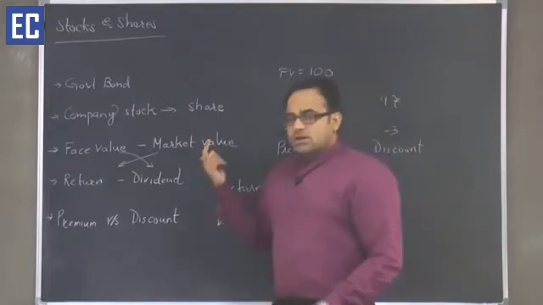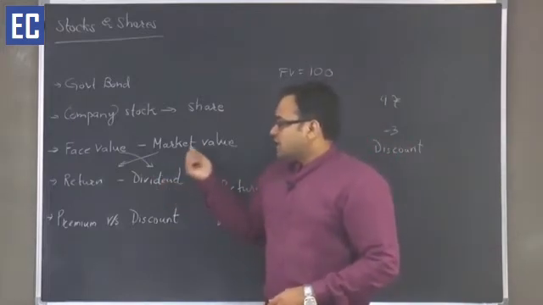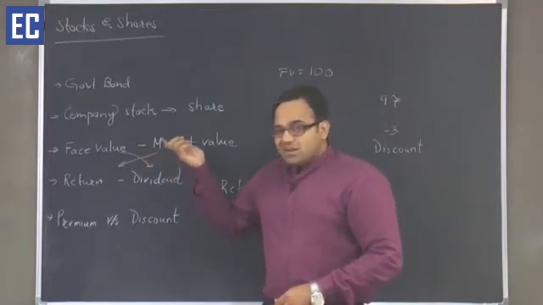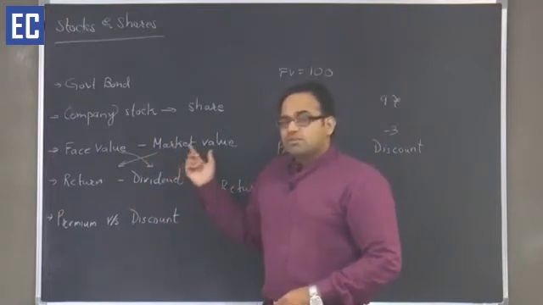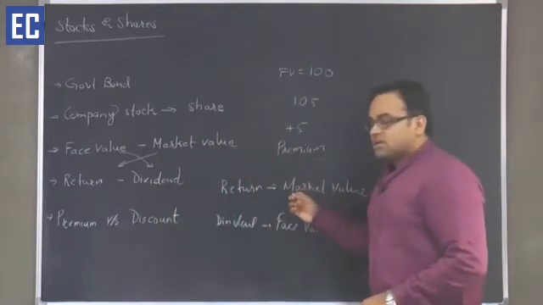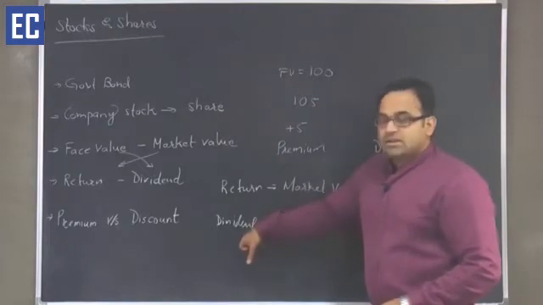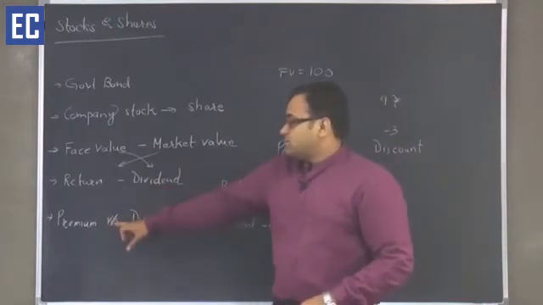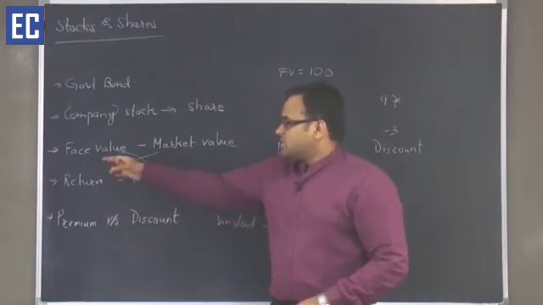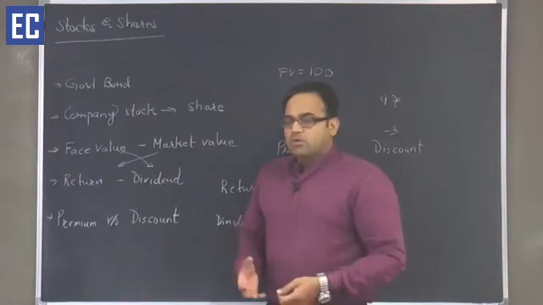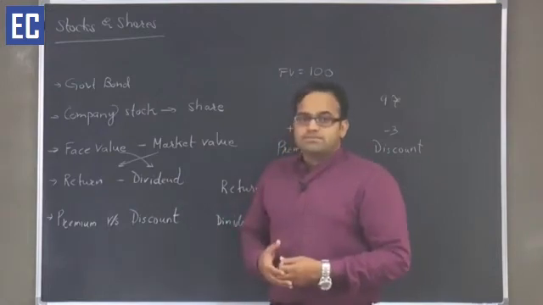So these are the terms that we need to understand with regard to stocks and shares. Government will issue bonds, company will issue stocks. Face value is the value which is written on the stock. Market value is the price at which it is selling in the market. On the market value, I will get my return. On the face value, I will get the dividend. When the market value is more than the face value, that is a premium. When the market value is less than the face value, that is a discount. Now we'll take up a couple of questions to understand these things better.